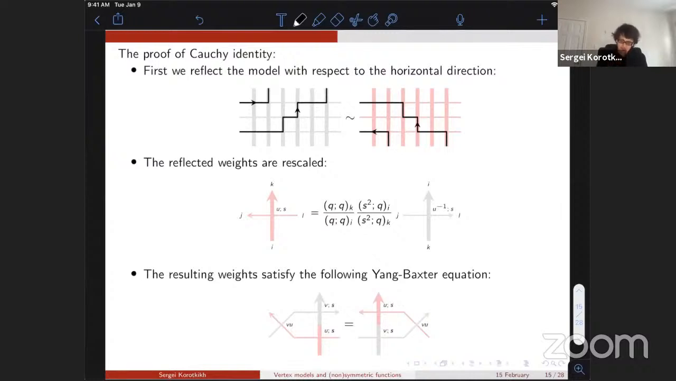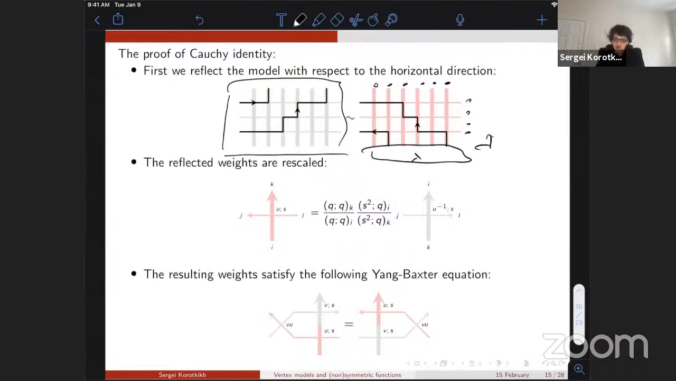First of all, we should take our original model and reflect it with respect to the horizontal direction. So instead of paths going to the right and up, we will have paths going to the right and down, or equivalently paths which will go in the up-left direction. And then after this reflection, we will have some kind of a dual model where on top we will have zero boundary conditions, and on the right. On the bottom will be something encoding in the same way our partition lambda, and on the left we'll have free boundary condition.